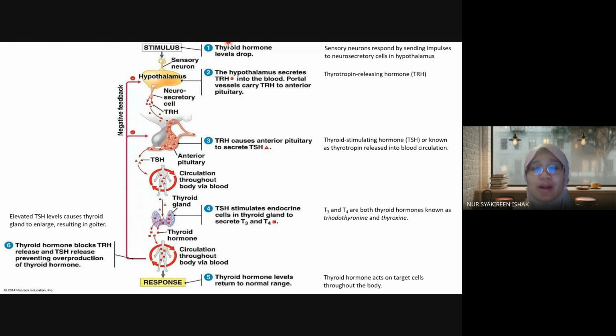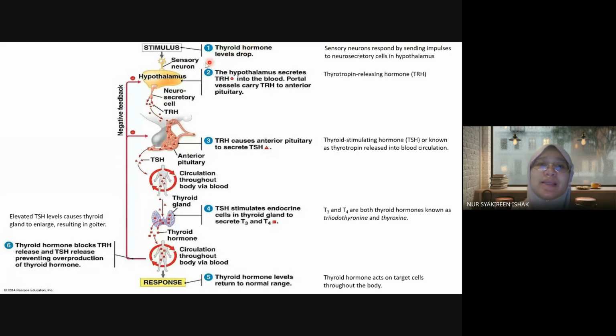Mesti ada yang kita tengok hari tu kan, chapter 3 kan, certain internal factor, chemical or physical factors decrease or increase from the set point. Okay, so set point, ada certain setiap chemical and physical factor ni ada certain set point dia. So for example, your body is going to regulate the secretion of the thyroid hormones. So the stimulus is that the thyroid hormone in your blood drops from the normal set point.